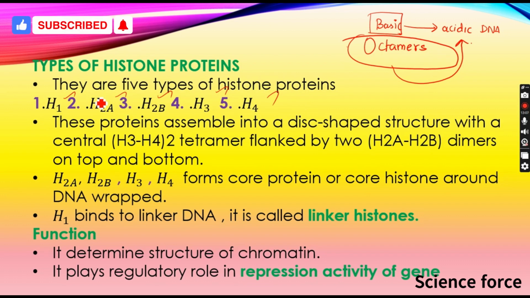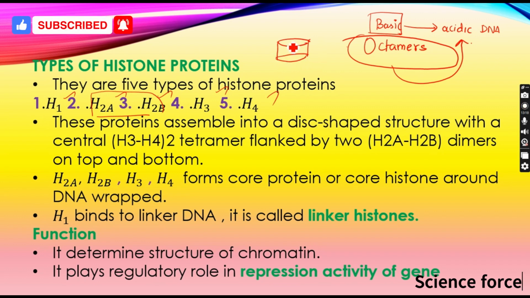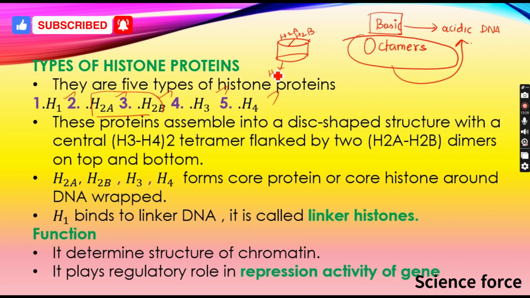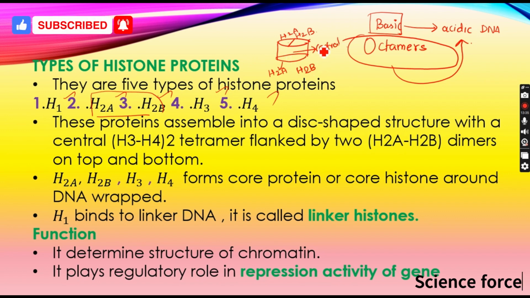Among these, H2A and H2B form the top and bottom, as histone octamers are disc-shaped. Here, H2A and H2B are present, and here also H2A and H2B are present. At the middle, the central core region is made up of H3 and H4.